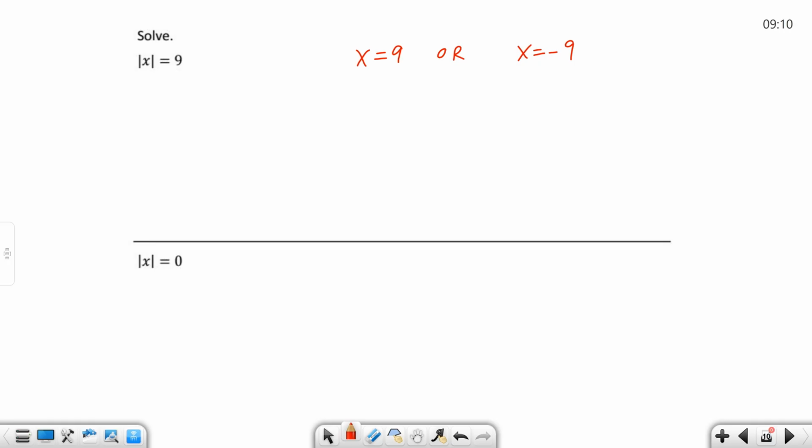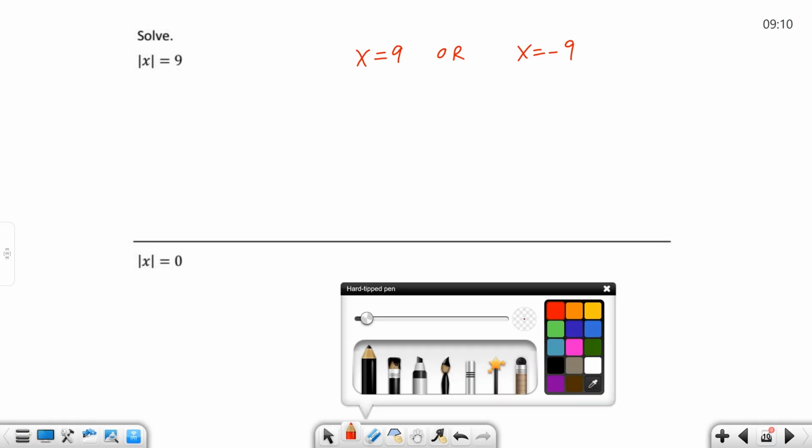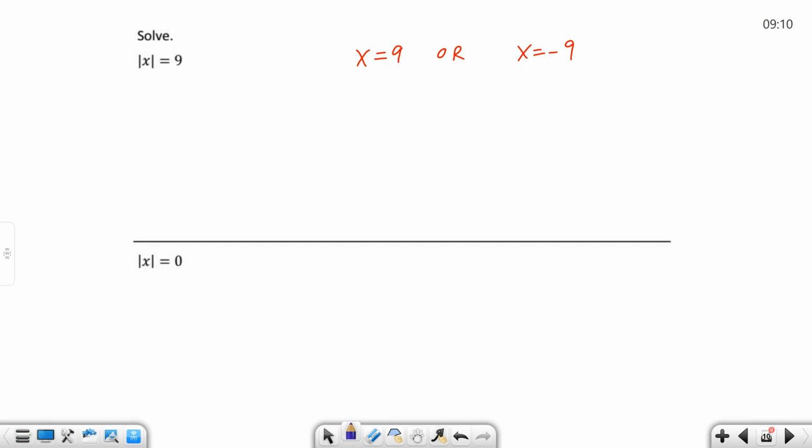Here, absolute value of x equals 0. If we talk about that, we can say x equals 0 or x equals negative... wait a minute. Negative 0 and 0 are the same thing, so there's really no need. We also said when the absolute value equals 0, we have one equation. One equation. Uh-oh, I just erased part of my equation.